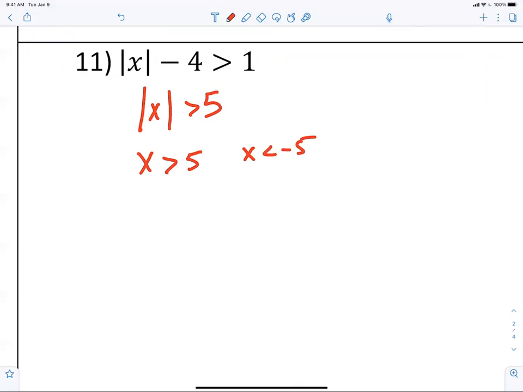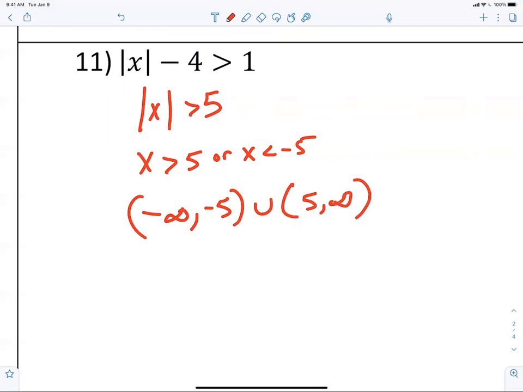This is probably an or. What numbers are greater than 5 and less than -5? All right, so now I'm going from where to where? -infinity to -5. Yes, 5 to infinity.